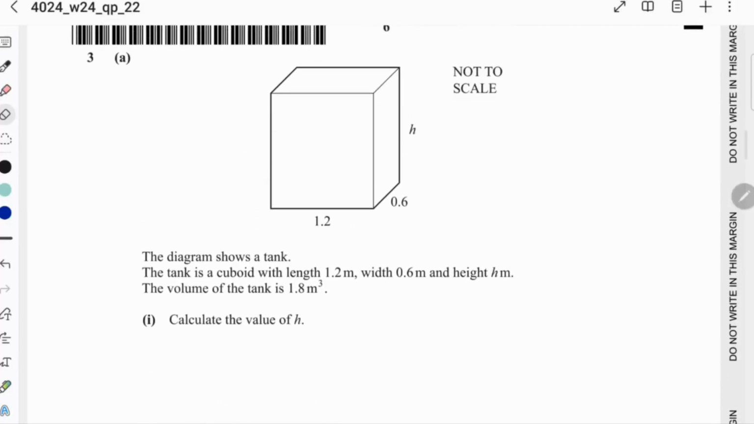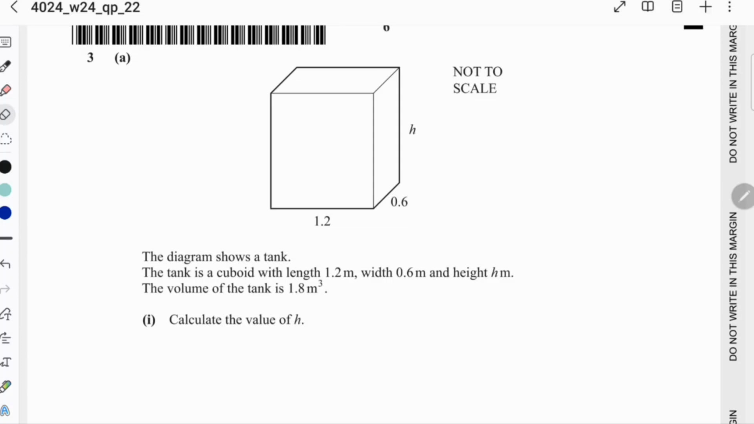Alright, hello everyone. Today we are going to do a few questions from the past paper of the topic mensuration. This is question number 3 in the October-November 2024 paper, paper 2-2. The question is, you can see in the diagram a cuboid is given. The height is unknown, whereas the length and width are 1.2 and 0.6.